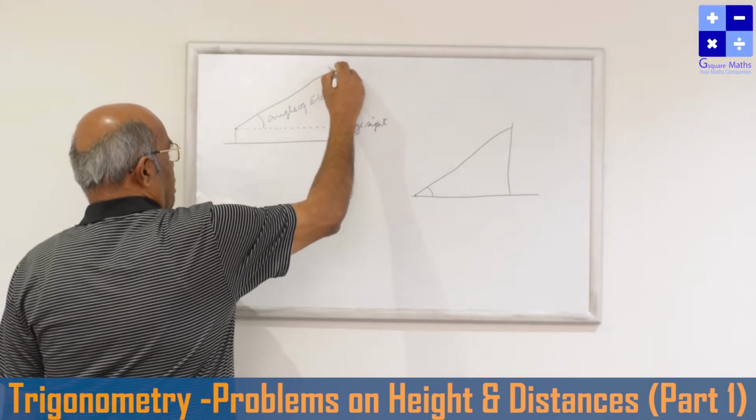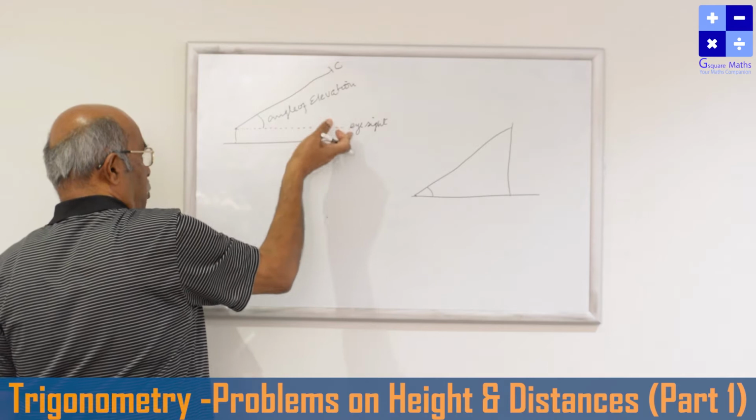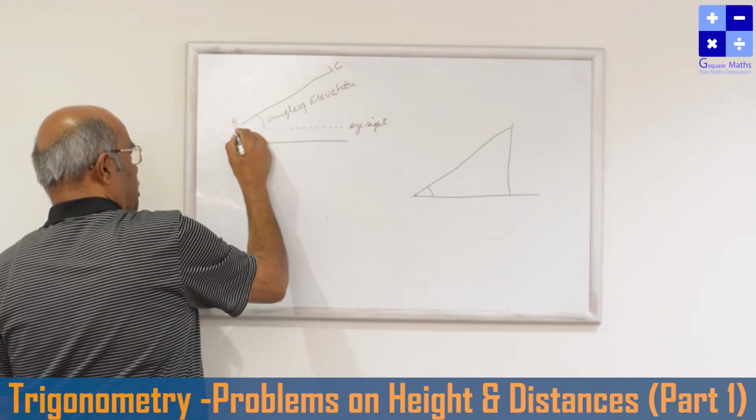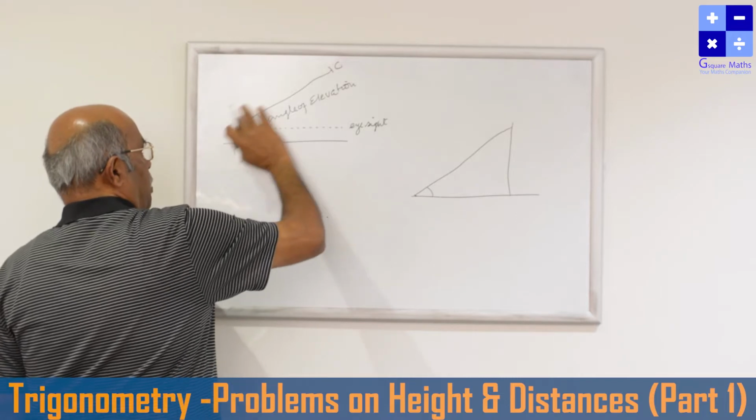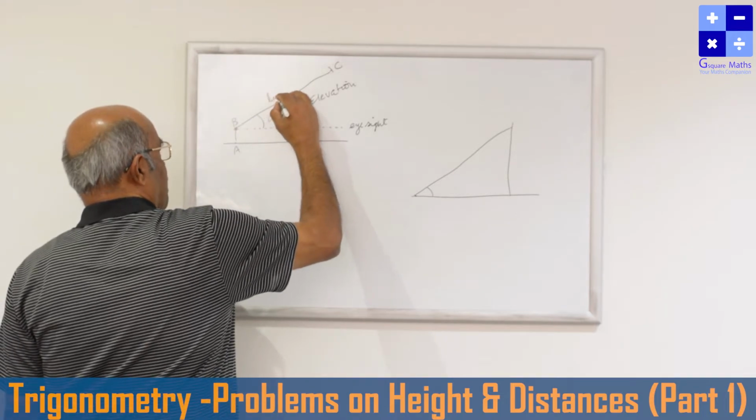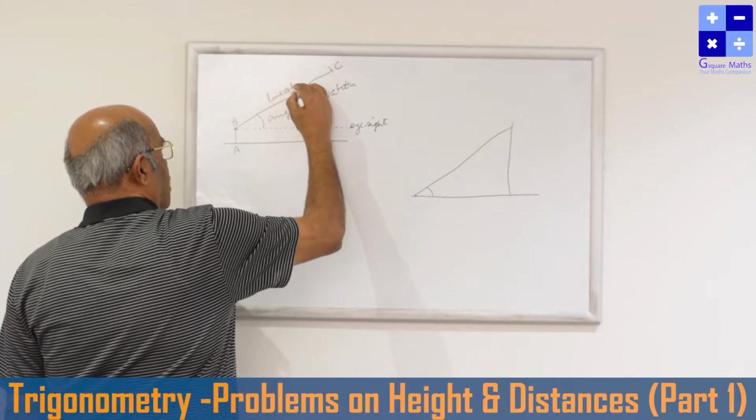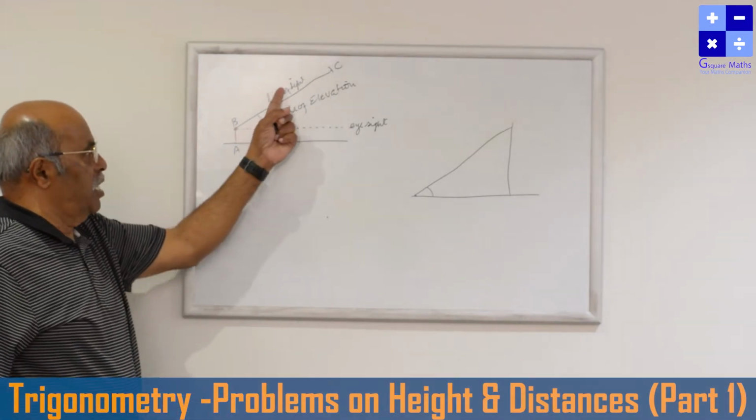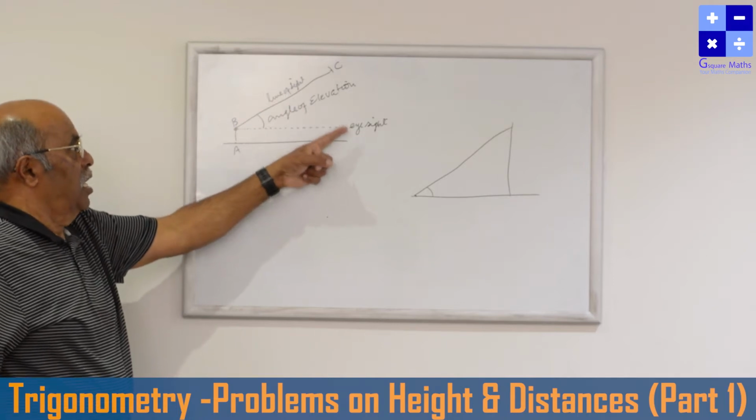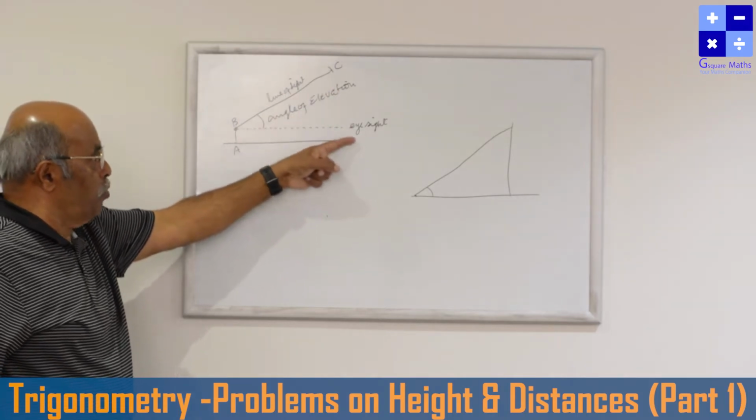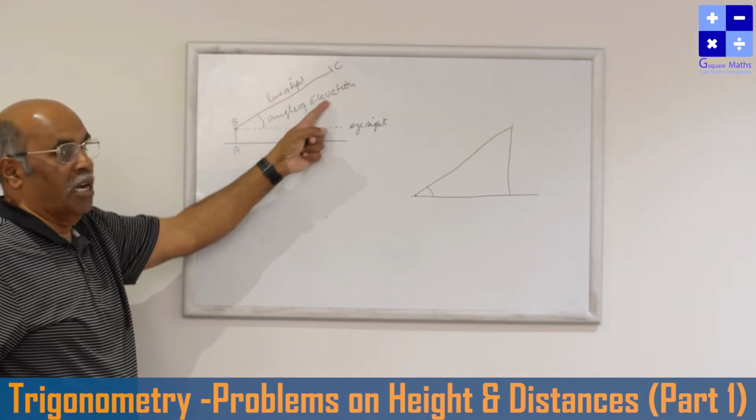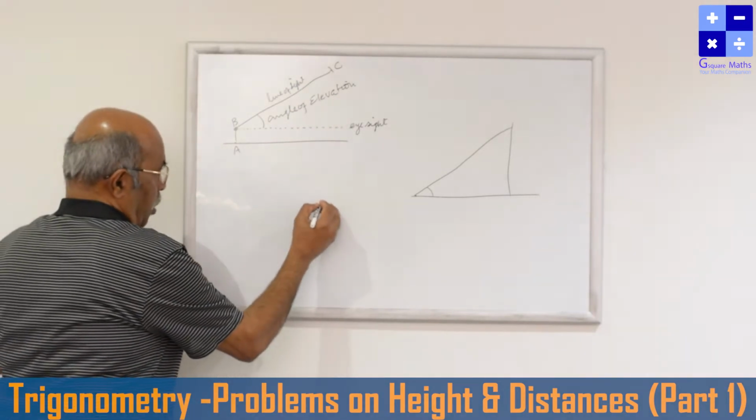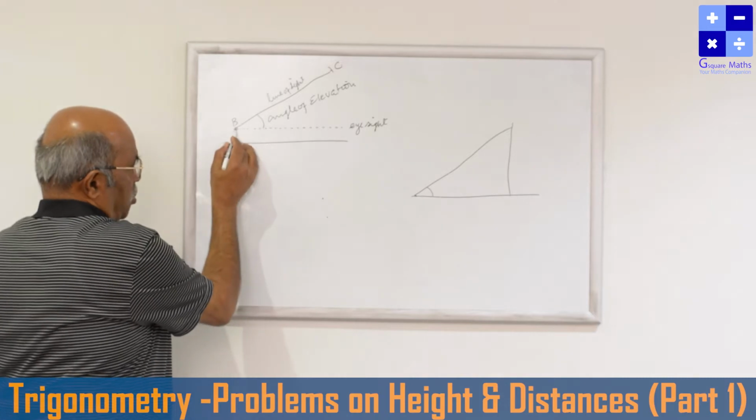So this is the object. The object is above the eyesight. AB is the observer, B is the eye of the observer and BC is the line of sight. The angle between the line of sight and the eyesight, if the object is above the eyesight, is known as the angle of elevation.